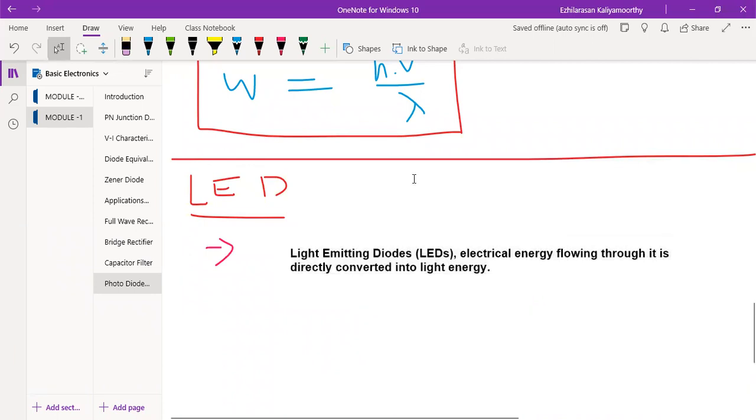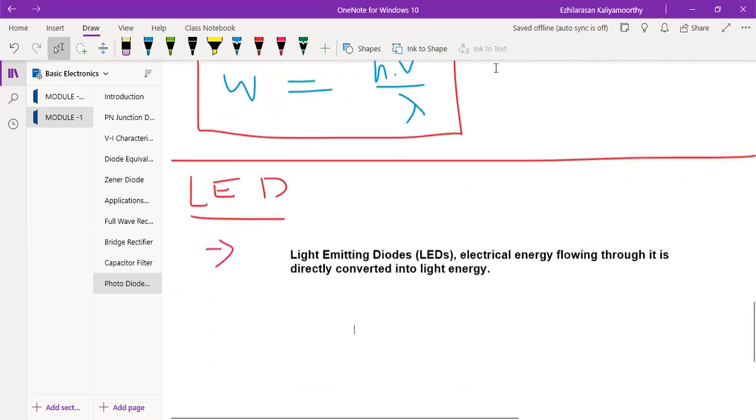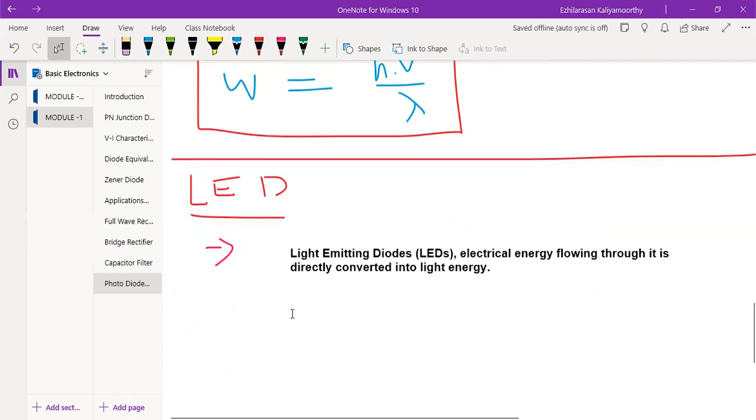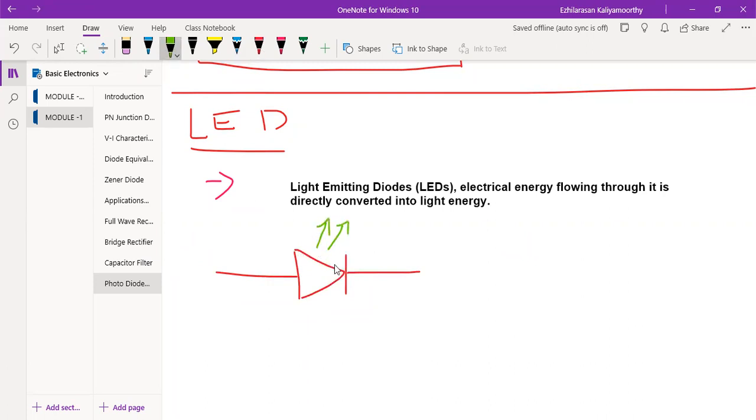A light emitting diode is a device in which the electrical energy flowing through it is directly converted to light energy. The symbol of the light emitting diode is very simple. It looks like a simple diode, but with light arrows pointing away from the junction, since it will emit the light. Previously, the photodiode would detect the light. This will emit the light.